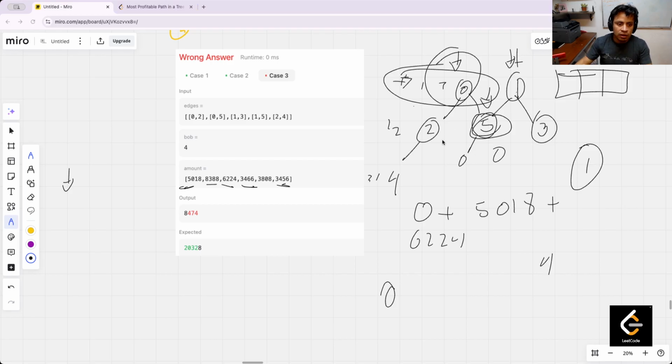Okay. The 0, what is the value of 0? Okay, it's 5018 plus the half of the 2. Here, 1, 2, the half is 3112. And the last is ignored because Bob paid for it. This case is 0.